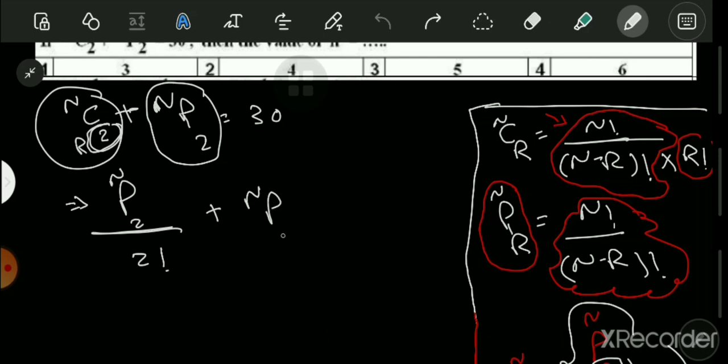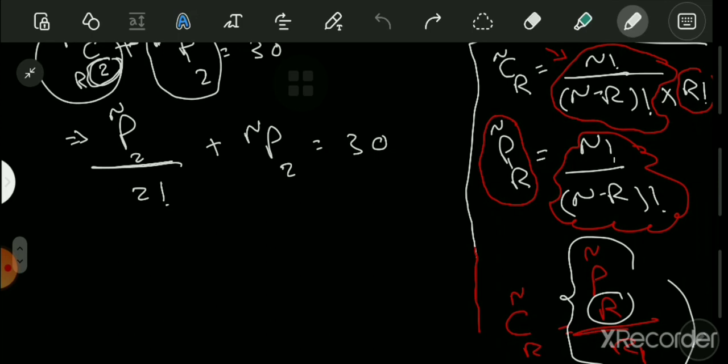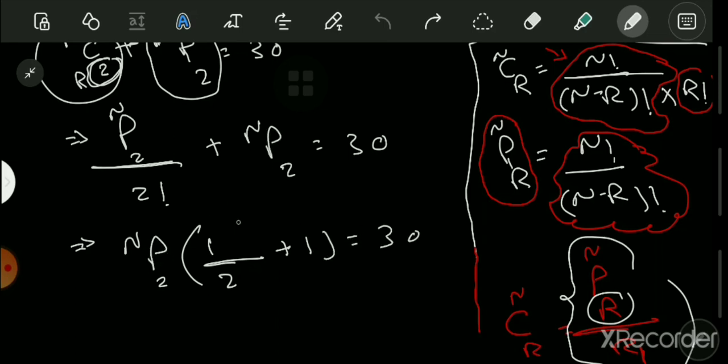So nP2 equals 30. I noticed something here: I have nP2 in this term and nP2 in this term. So what about taking it as a common factor, which is nP2? Let us try. nP2 as a common factor, and what is still here is 1 over 2 factorial, and we all know that 2 factorial equals 2. Plus, I took this as a common factor, so still here 1, close the bracket, equals 30.